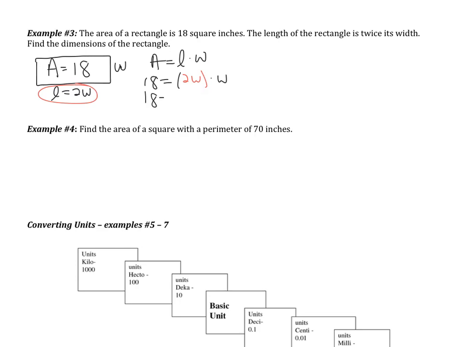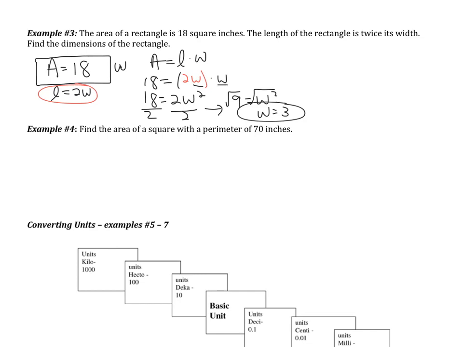So simplifying the right side, W times W is going to be W squared. So I get 18 equals 2W squared. Divide by 2. So I get 9 equals W squared. Take the square root, and I get W equals 3.